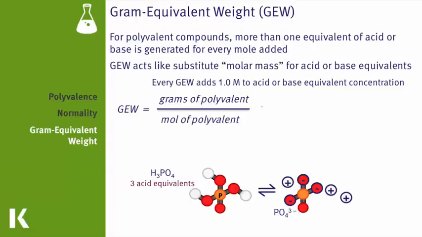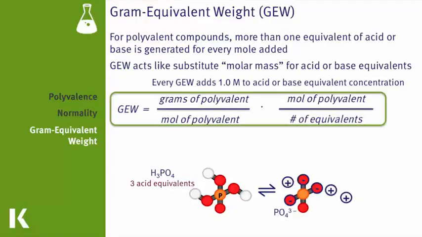So to find the gram equivalent weight, we would take the molecular mass of the polyvalent and multiply it by the ratio of the moles of polyvalent to the number of equivalents that polyvalent will release. Let's find the gram equivalent weight for phosphoric acid.